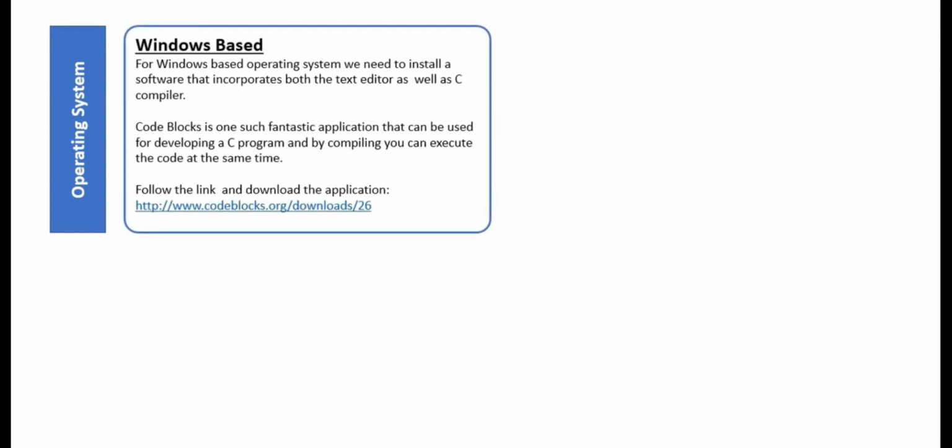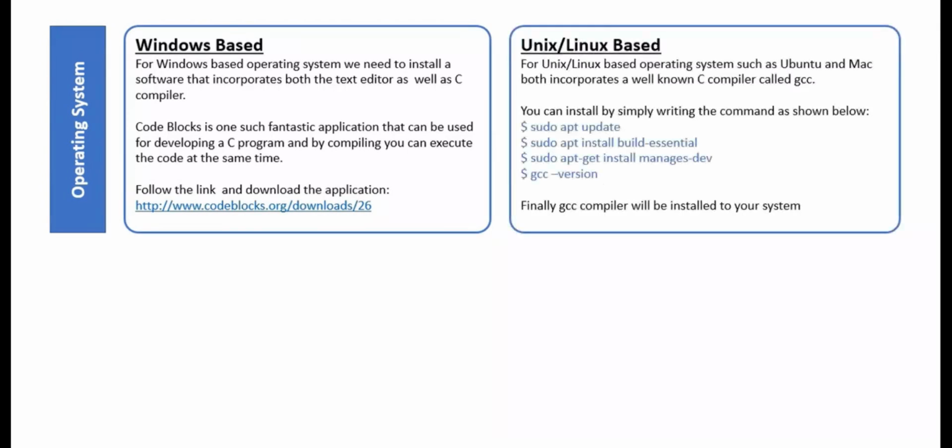Now let's discuss the things that are required to set up the environment for getting started with C programming. The very first thing that we need is an operating system. Basically OS is divided into two types. One is Windows based, another one is Linux or Unix based. Now for a Windows based operating system, we need to install software that incorporates both the text editor as well as the C compiler. CodeBlocks is one such fantastic application that can be used for developing a C program. And by compiling, you can execute the code at the same time. So this is the link from where you can download this application.